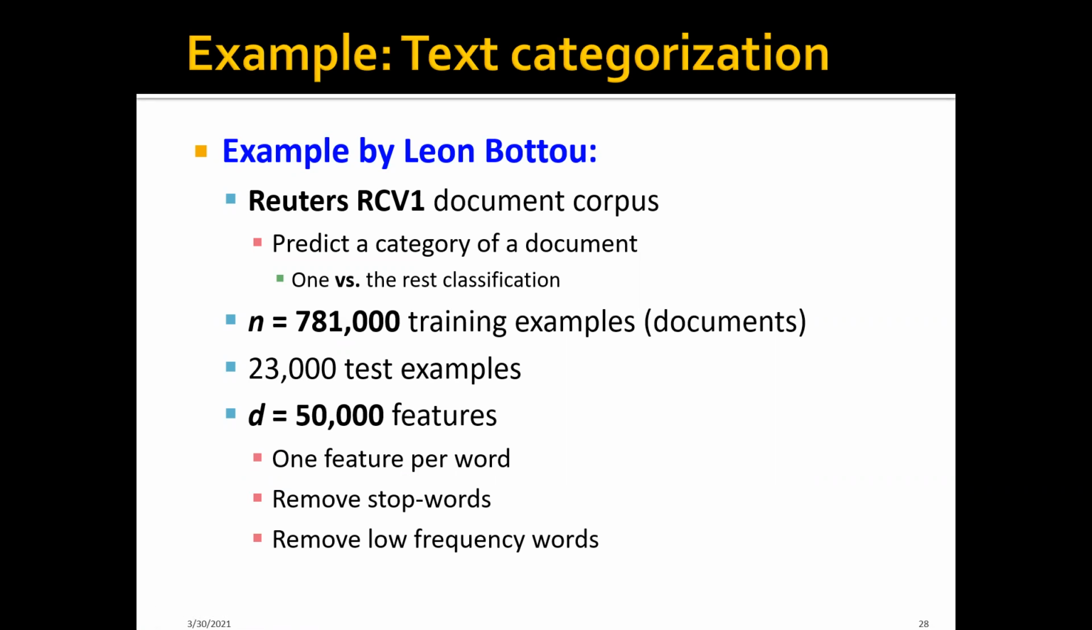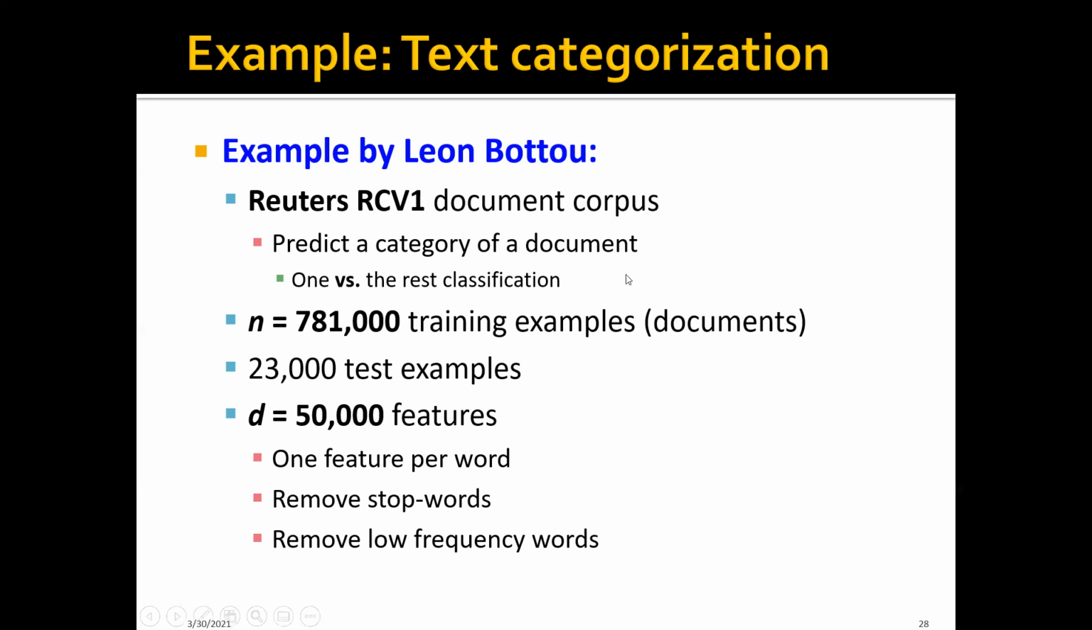And here we have a real-world data set called Reuters RCV1, and it's a document corpus. And the task here is basically to predict a category of a given document. So it's a one versus the rest classification. You can think of it as a simple binary classification. For example, you want to predict whether an article is about sports or it's about politics.